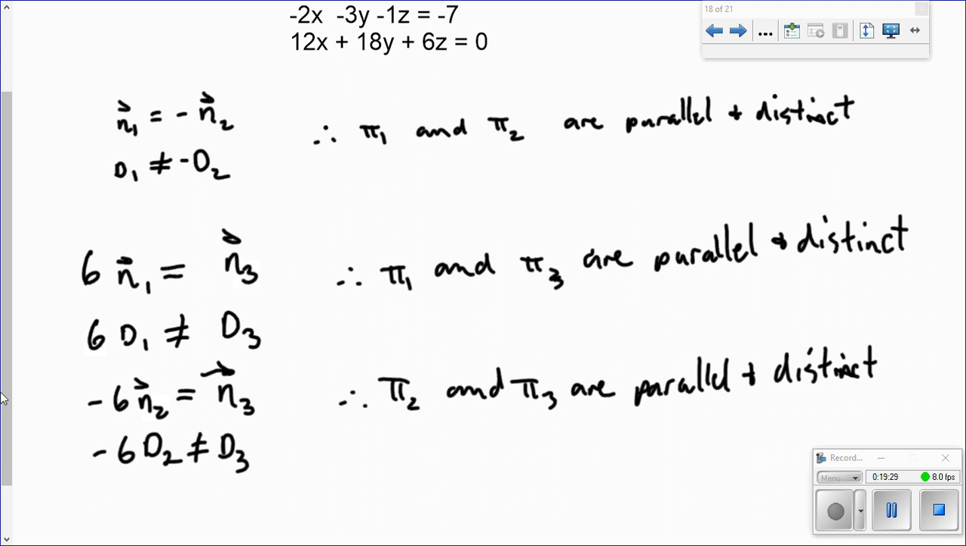And 2 and 3 are also parallel and distinct. These two planes have normals connected by a factor of negative 6, but that same factor doesn't hold for my d constants here. I have to show each of the three are parallel and distinct. Each pair out of the total of 3 are parallel and distinct, so 1 and 2, 1 and 3, and then 2 and 3. I could have shown it in a different, maybe more concise way, but this is what I did here for this one.